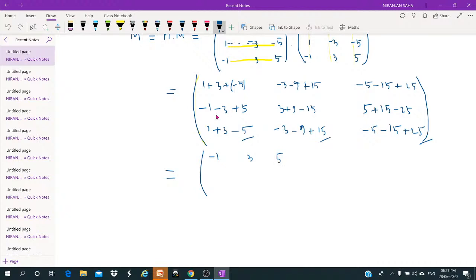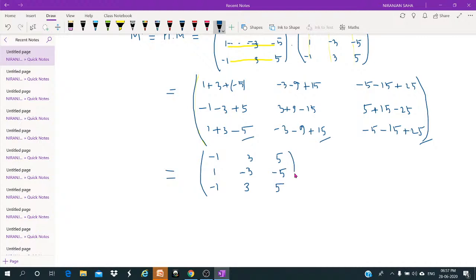So now it will be again 1. It will be now 12 minus, will be minus 3. And here it will be again minus 5. Here it will be minus 1. Here it will be plus 3. And here it will be plus 5.